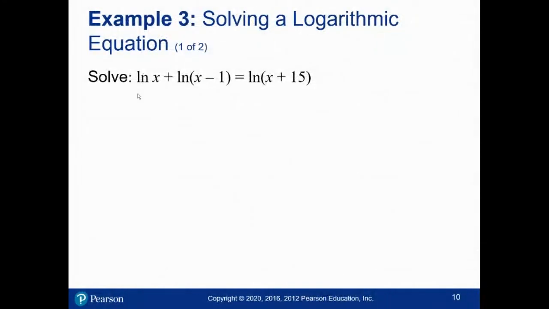Okay, so try this one. The natural log of x plus the natural log of x minus 1 must be equal to the natural log of x plus 15. Start by asking what's the domain of each piece, so what's the domain of the equation overall, and then use properties of logs to try to get to an answer. Go ahead.